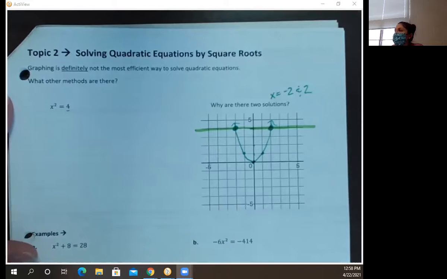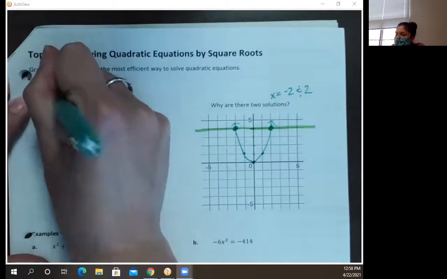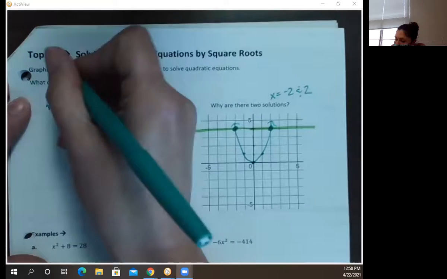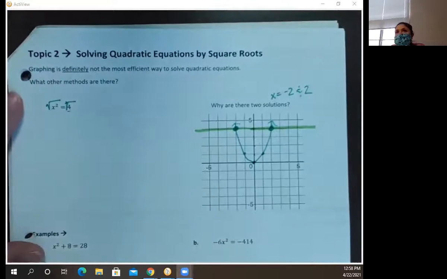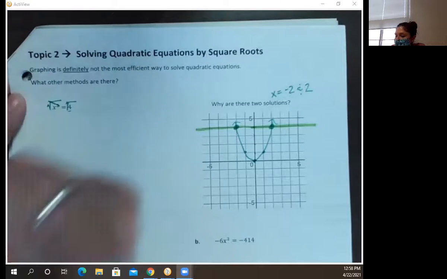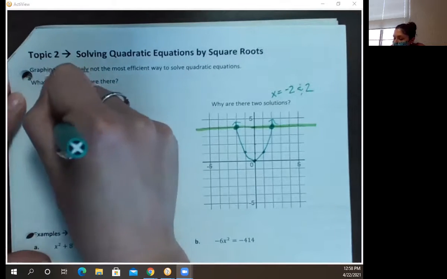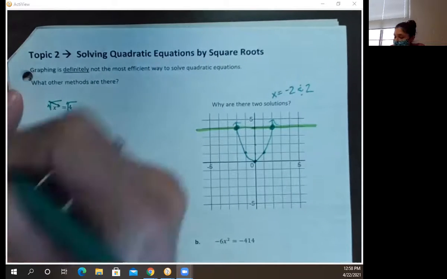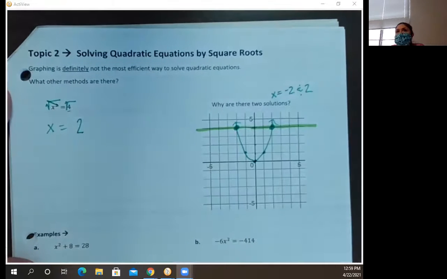I want to get x by itself. That means I want the square to be gone from here. I can undo a square with a square root, right? Square and square root are kind of opposite operations, like addition and subtraction or multiplication and division. So if I'd like to solve this, I could use square roots here. The square and the square root will undo each other. And I'm left with x equals, do we know the square root of 4? 2. Not too bad? Pretty quick?